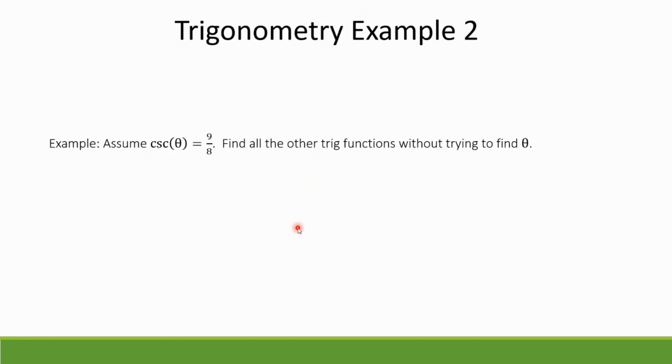And again, I thought that it'd be good to do some more trig. So I hope everyone's okay with that. Okay, so let's say we have this. Cosecant of theta is 9 divided by 8. Let's find all the other trig functions. We're not gonna find theta though. We're not gonna figure out what theta is.